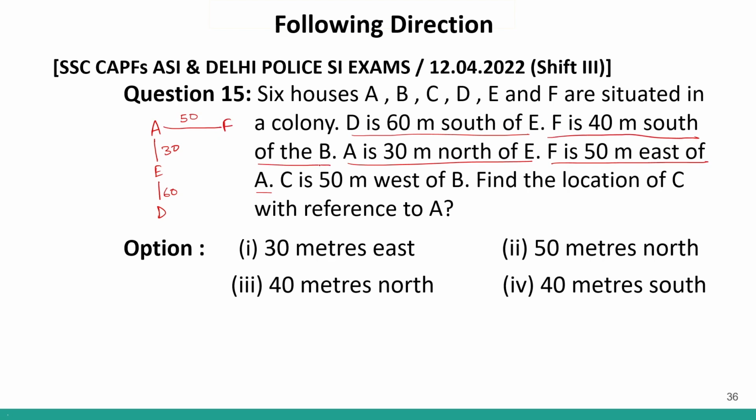F is 40 meters south of B. So B will be above this 40 meter. I don't have space, so let us say this is 40 meter. B is above F. Now we are given C is 50 meter west of B. So west, C will be here. Now we have to find the location of C with reference to A. So C is here, A is here, and C is clearly in the north of A. And what will be the distance? It will be the same as this. So 40 meters north, which is option number 3, will be the correct answer to this question.